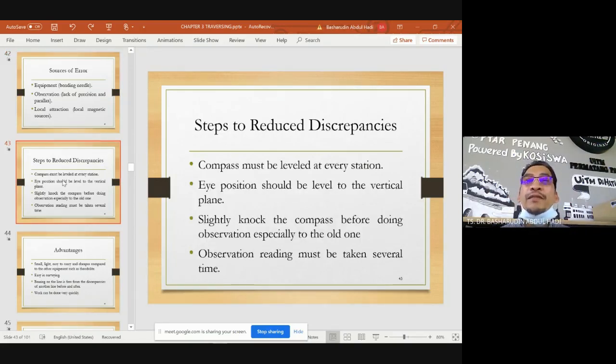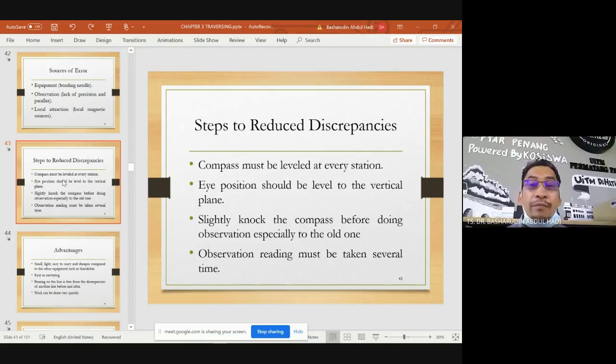Steps to reduce discrepancy, steps that you should take and count. You must give priority in the SOP to making sure the compass is level at every session. So you must adjust by using your hand. You tilt up or tilt down based on your palm or your fingers, and you see the leveling bubble. The leveling bubble is really important to make sure that your compass is level. So when you adjust, you see the spirit level, left or right, and make sure the spirit level is at the center, and then you stop.